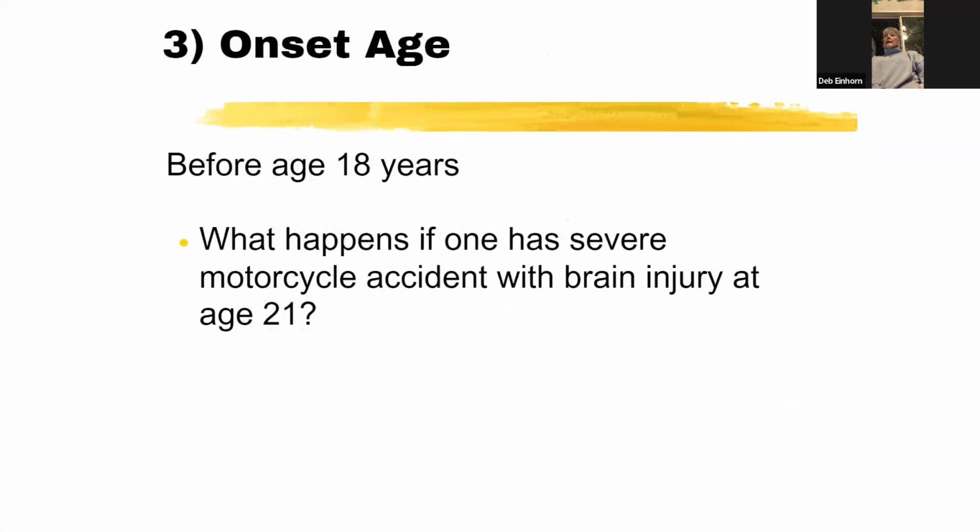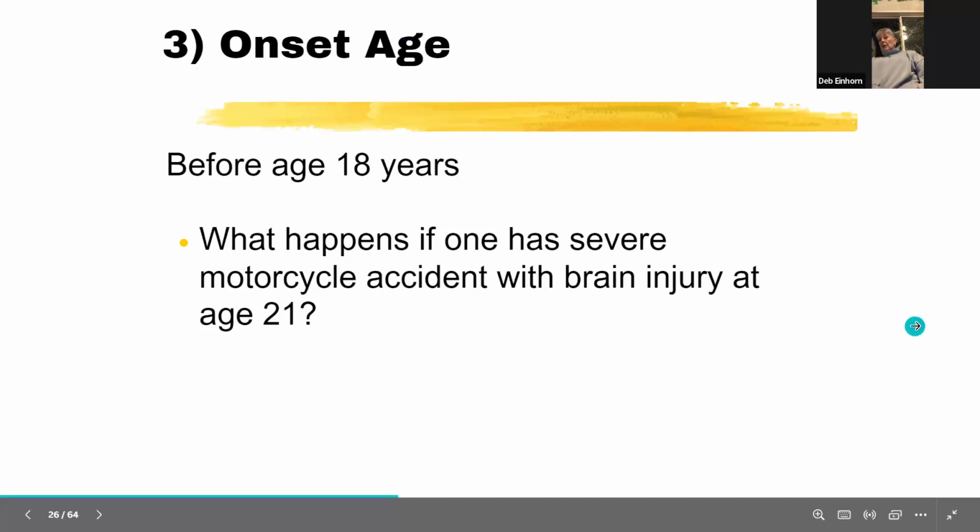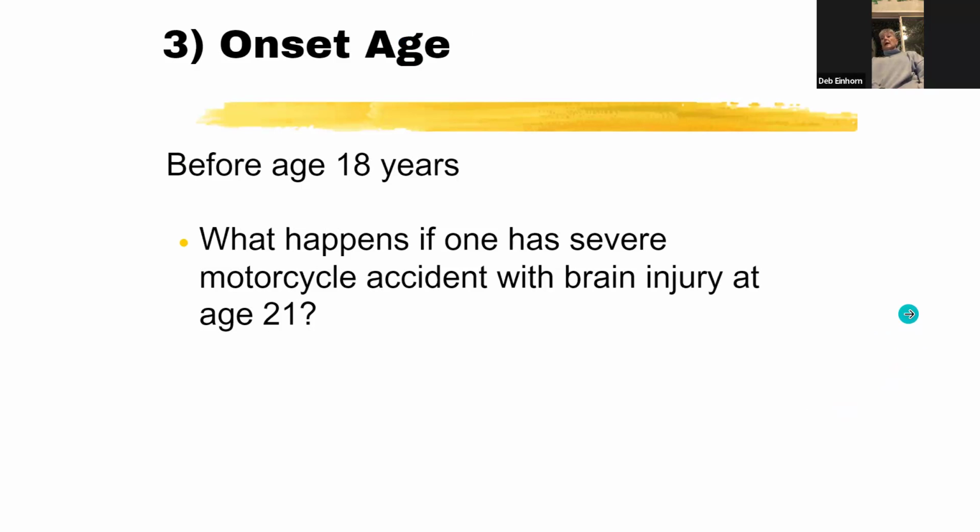The onset age is before age 18. So what happens if someone has a severe motorcycle accident and gets a brain injury at age 21? They would not be considered intellectually impaired. They would be considered to have a traumatic brain injury. And a traumatic brain injury can result in delays or deficits in intellectual functioning, but it's still considered a traumatic brain injury.